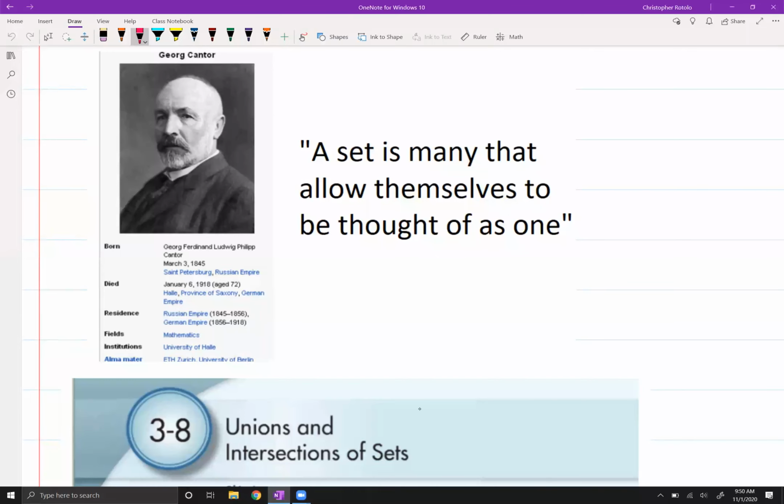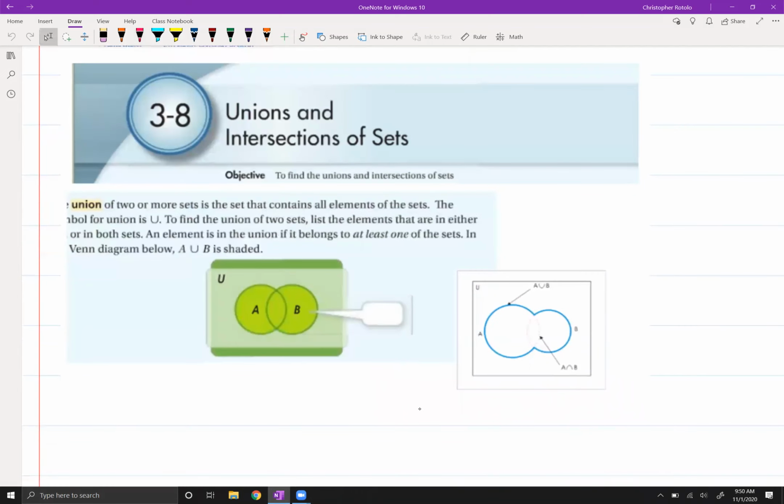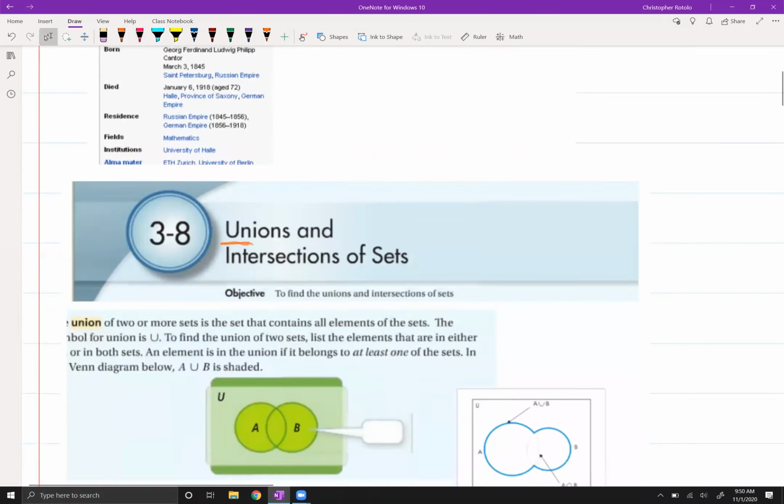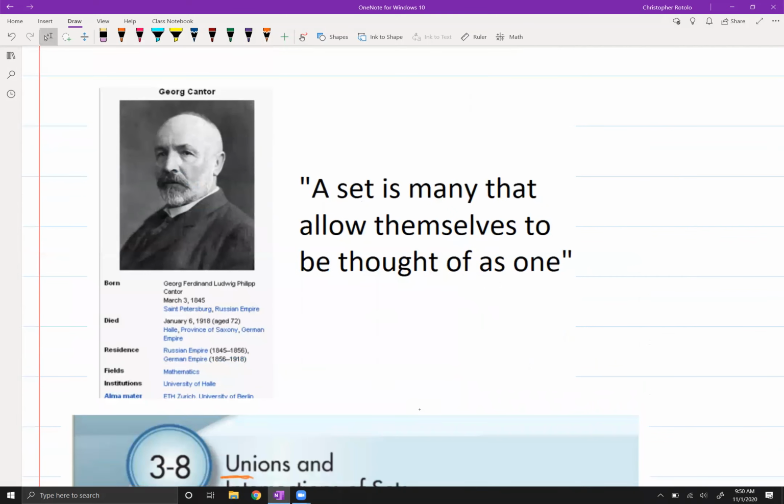All right, Algebra 1, we are going to wrap up Chapter 3 by talking about unions and intersections. We have brought this idea of unions together already, and it's brought to you by a guy named George Cantor, from a long time ago. You can see he was born in 1845, and he is attributed with many of the ideas we're going to talk about today. And he said, a set is many that allow themselves to be thought of as one.